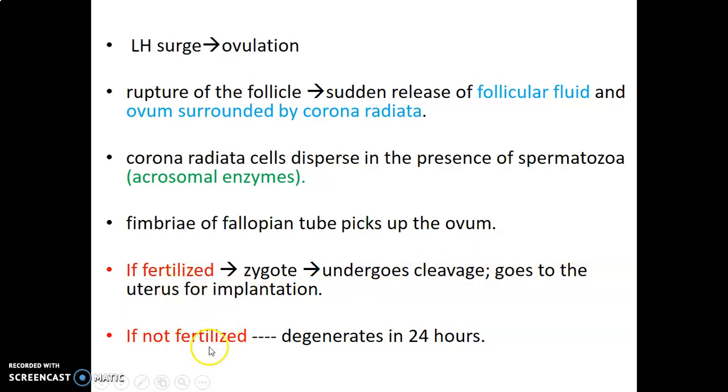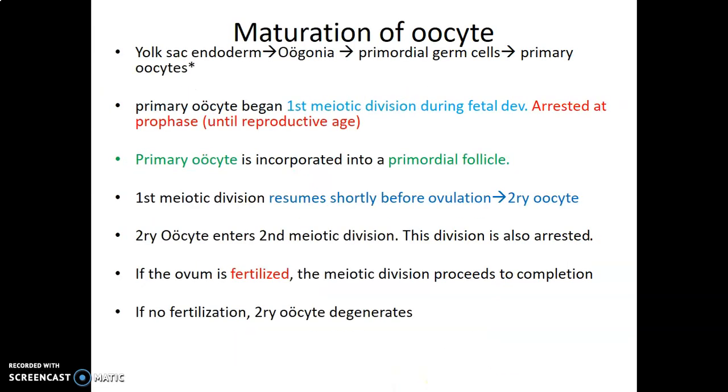If the ovum is not fertilized, it will degenerate in 24 hours. So we have maturation of the oocyte: the yolk sac endoderm produces the oogonia, okay, which are primordial germ cells, and they will undergo mitosis to form a primary oocyte. The primary oocyte will start meiosis 1 during fetal development. This will be arrested in prophase 1 until puberty. The primary oocyte is usually incorporated into a primordial follicle.